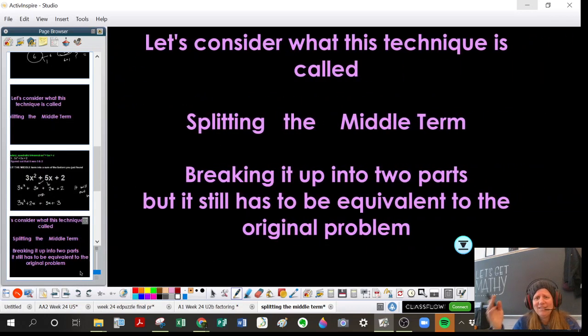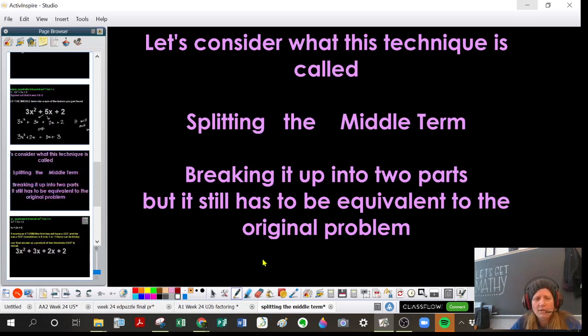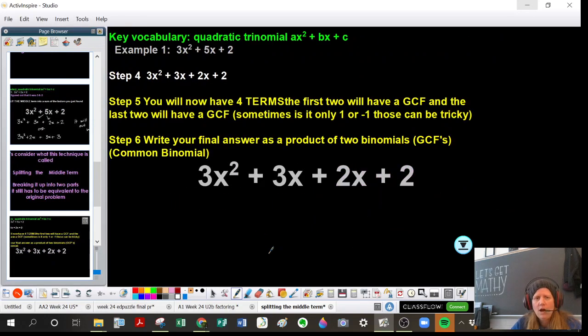So again, considering why this technique is called splitting the middle term, it's because you're breaking up that middle term into two parts. It's still got to be equivalent to the original problem, right? 3 plus 2 still equals 5. So that's an important part to think about. All right, so we've done A times C. We figured out what the two factors were that add up to the middle term.